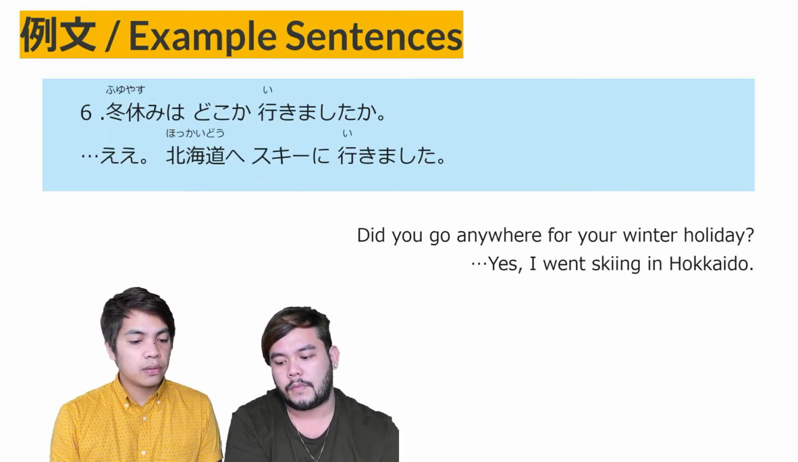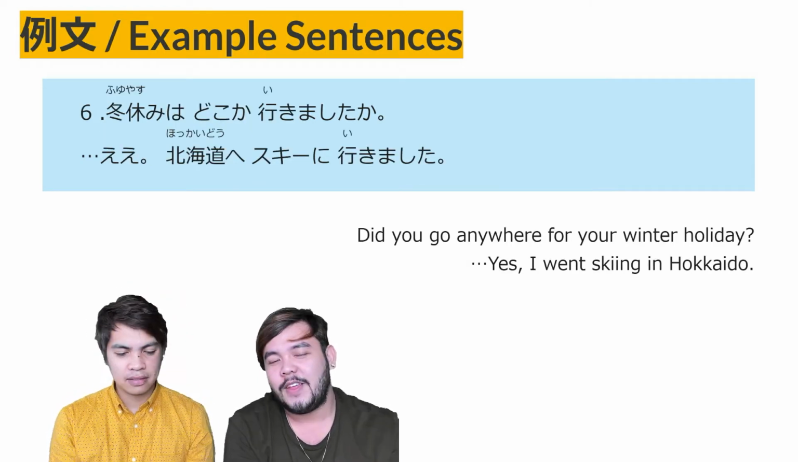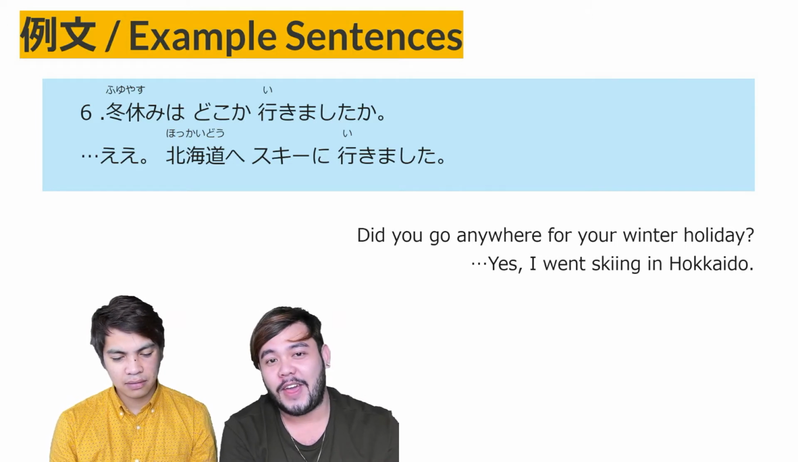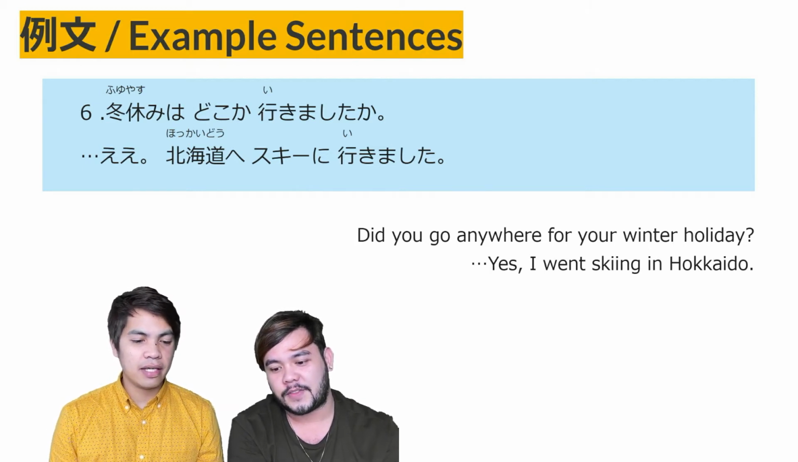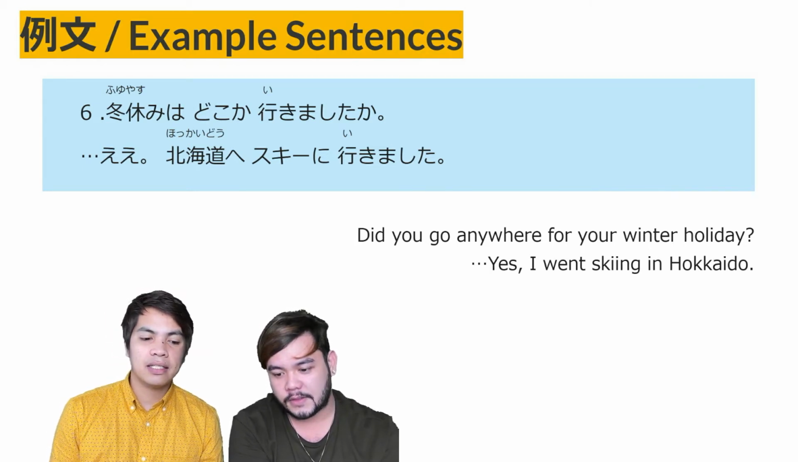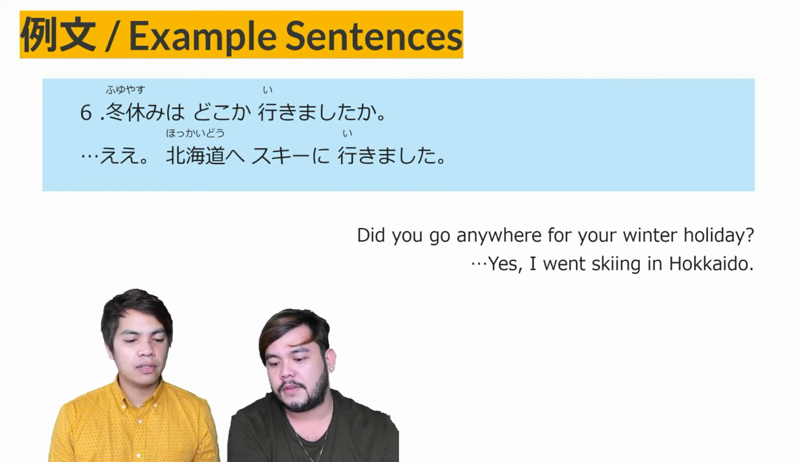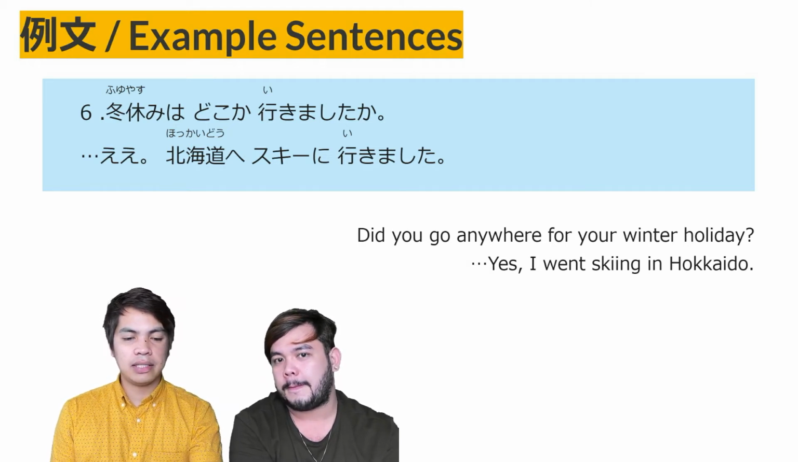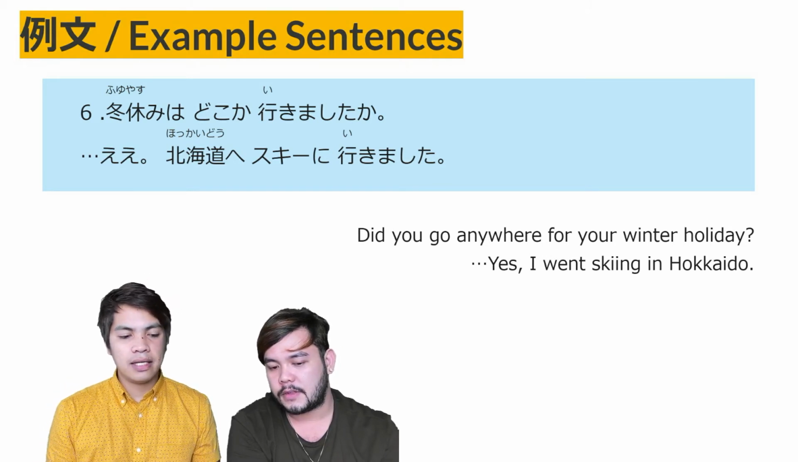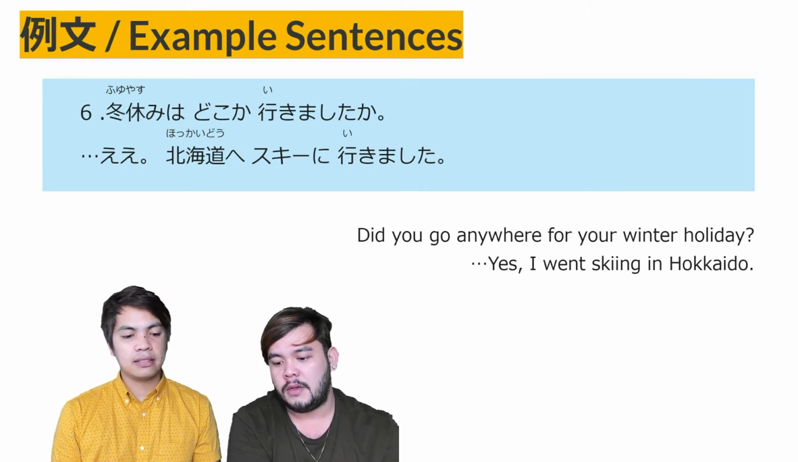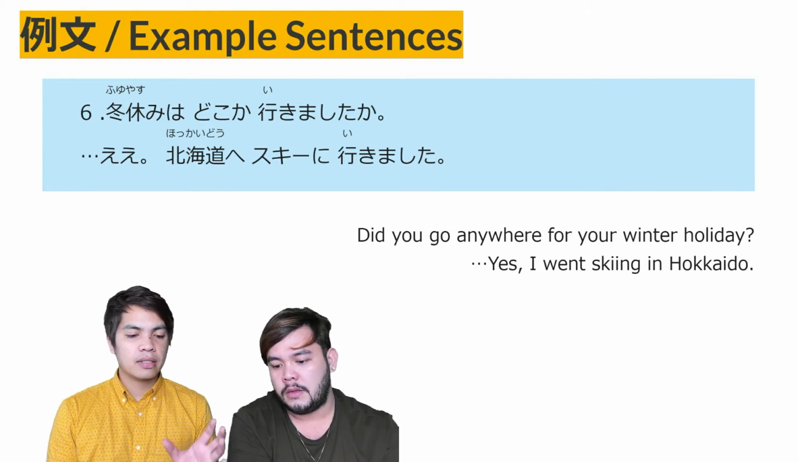Number 6. Fuyu yasumi wa doko ka ikimashita ka? 北海道へスキーに行きました。So, Fuyu Yasumi wa, this winter holiday, doko ka ikimashita ka? Did you go anywhere? So, it means it's in the past. Did you go anywhere during the winter holiday? He answered, yes, Hokkaido e ikimashita.